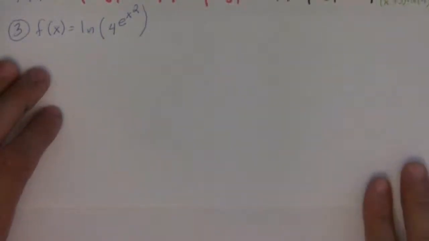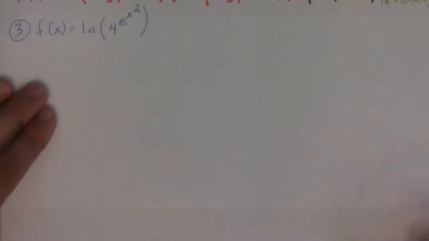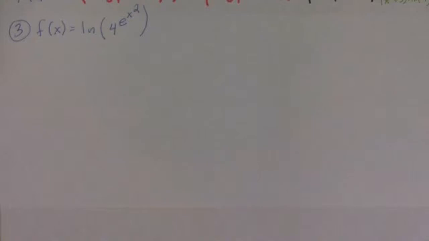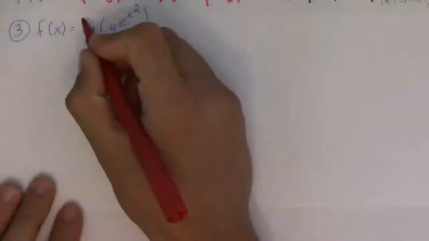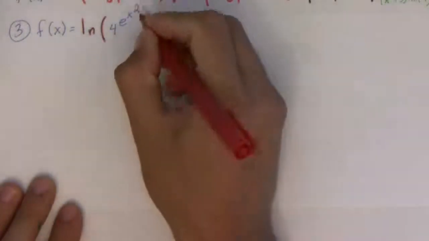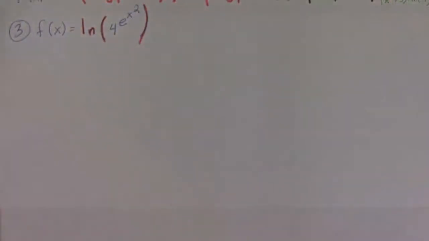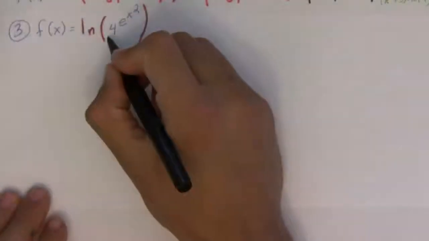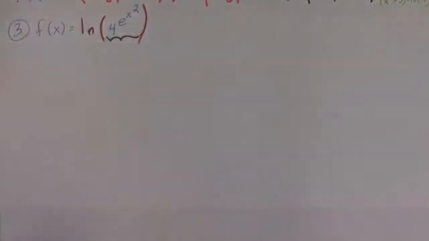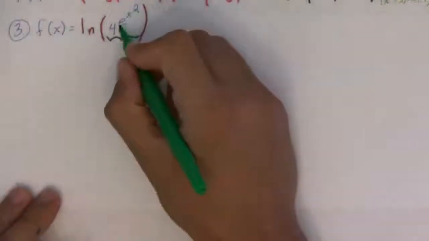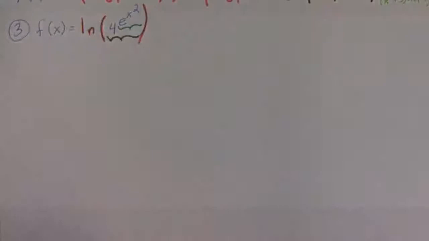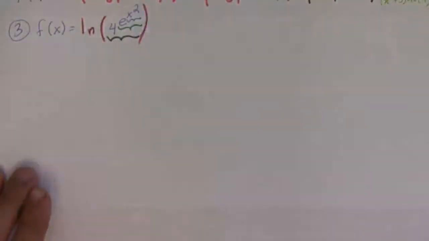Okay, so let's try to find what the inside function and the outside function is. Here, well, the most outside function is the natural log. Okay, and then in there we have an exponential function, which is 4 raised to a power, and inside of that we have natural exponential, and inside of that we have x squared.